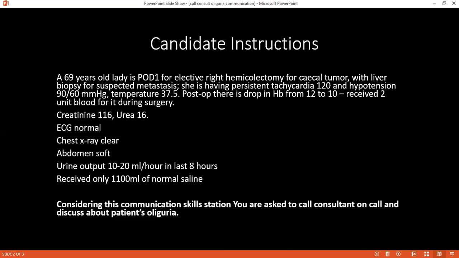Do you think it is dehydrated? Do you think that there is some leakage? Yes, I think it's dehydration because the patient has only received 1,100 ml of normal saline in the last 24 hours. Though bleeding is also a possibility, she received 2 units of blood transfused intra-op. Her abdomen is soft, so I won't be suspecting any intra-abdominal leak, and the dressing also is not soaked.